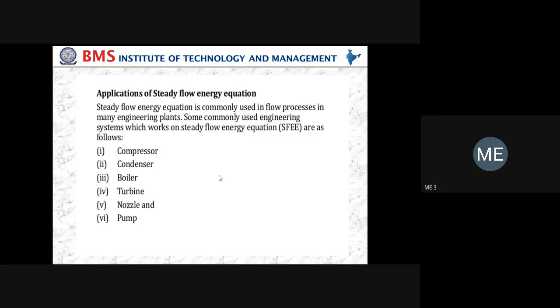We have different types of compressor: the reciprocating air compressor and the rotary air compressor, and also single stage and multi-stage. Once again, you have the compressor experiment in the fluid mechanics lab.